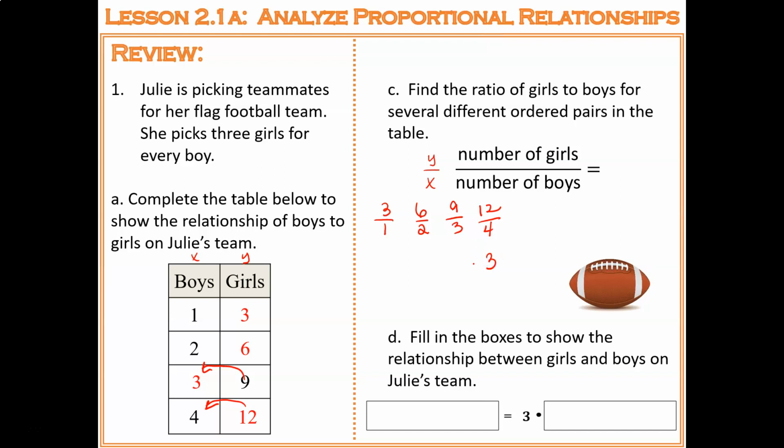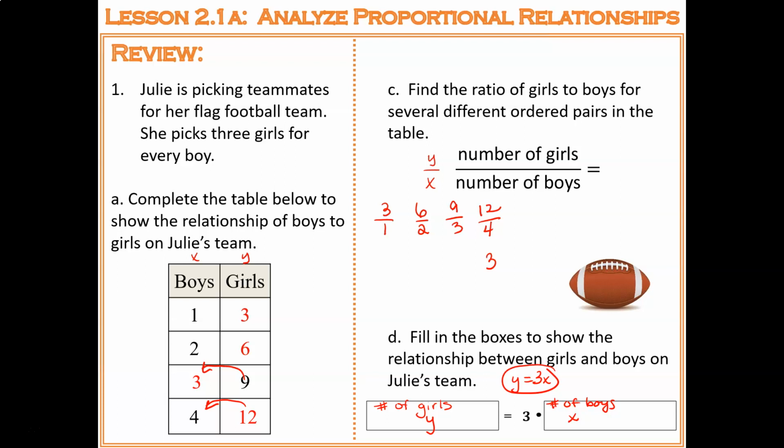All right, so let's look at part D. Fill in the boxes to show the relationship between girls and boys on Julie's team. So remember we said the girls is Y. This is number of girls here, and that's always Y. And the number of boys is on the x-axis. So if we put this all together, this will give us an equation of y equals 3x. That's an equation for this relationship.